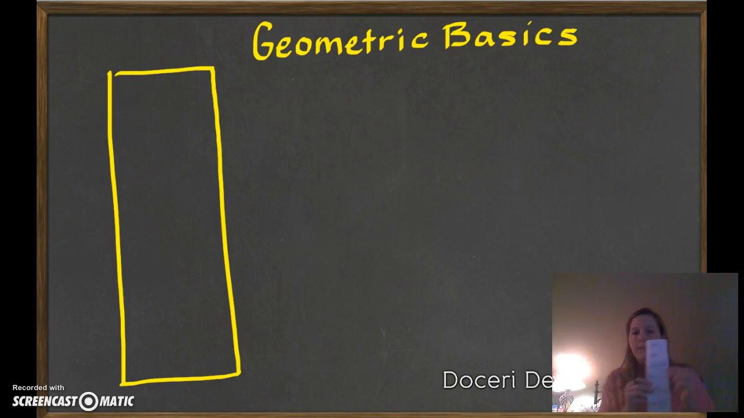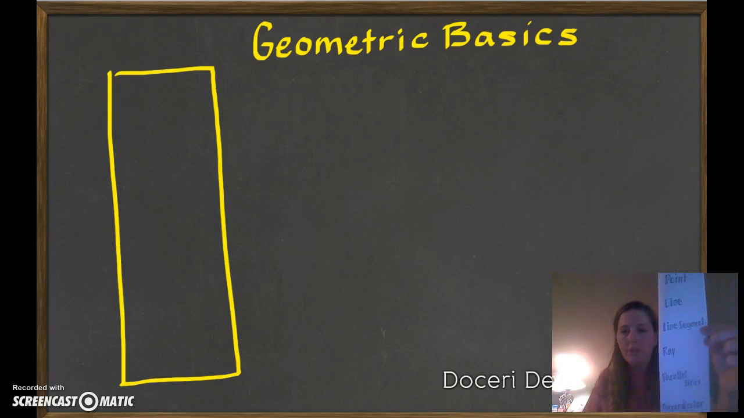it's going to look like this. And we're going to have 7 specific sections. And you can see we're going to be talking about what a point is, what a line is, what a line segment is, what a ray is, what parallel lines are, perpendicular lines, and intersecting lines.